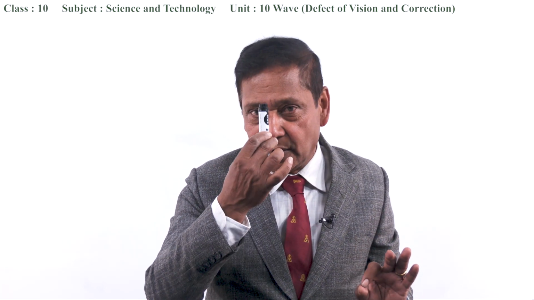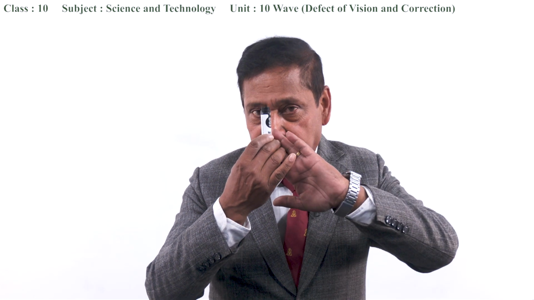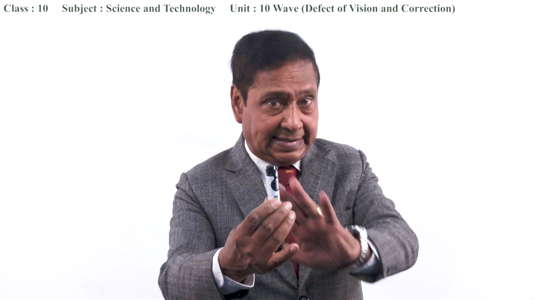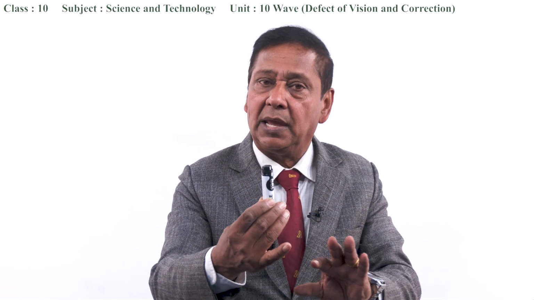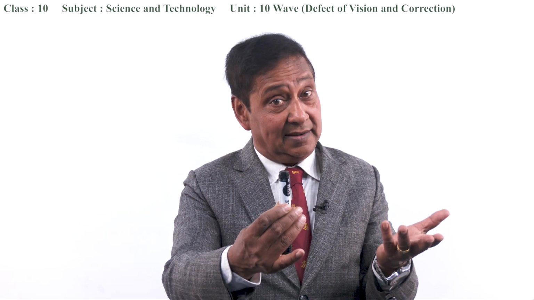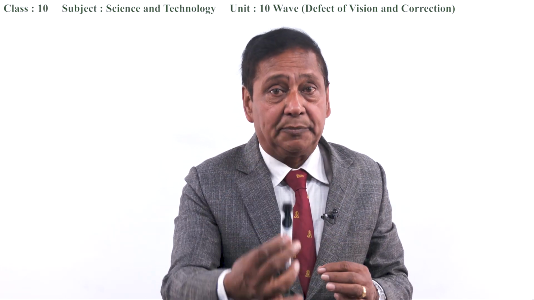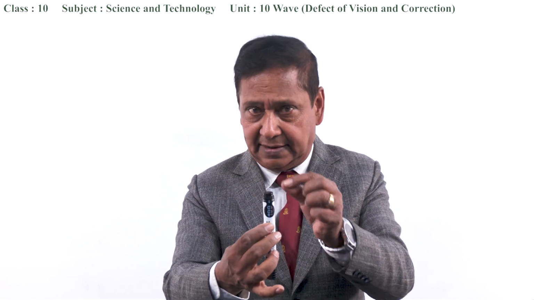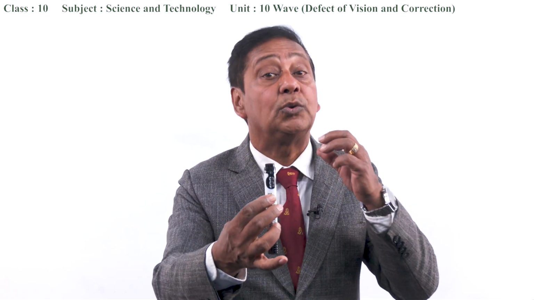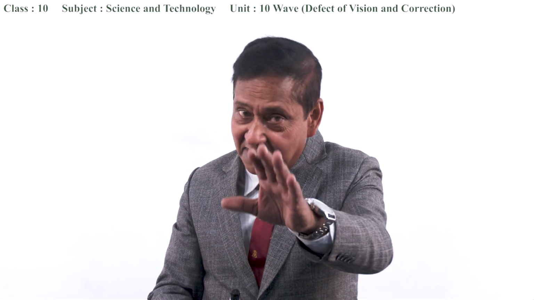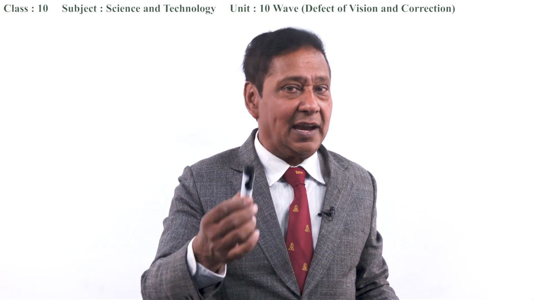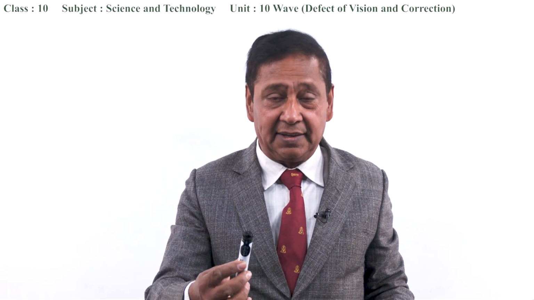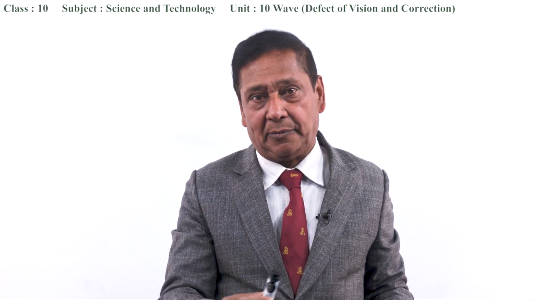We cannot see an object clearly at this place, but if it is taken to a certain distance, then we will be able to see that object clearly. It means an object can be seen clearly at a certain distance when it is taken near to your eye. This is called near point. That's why I want to start this class with near point and far point.